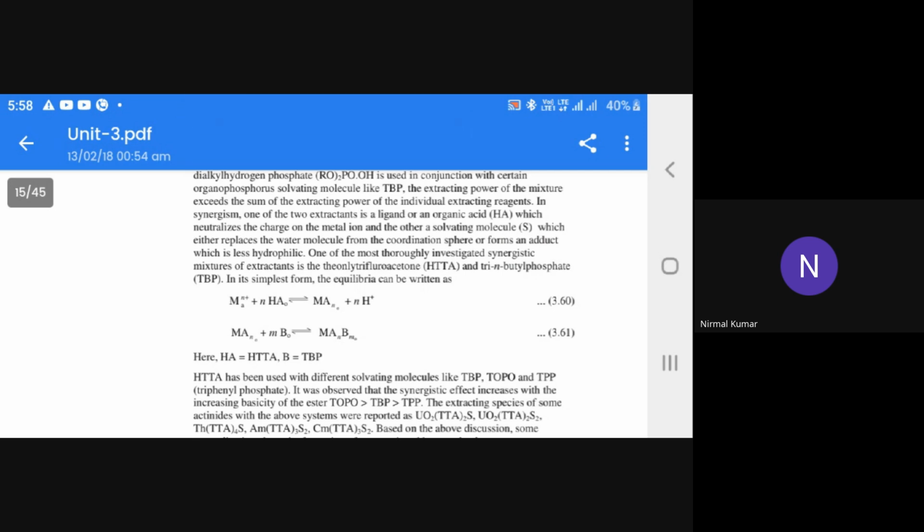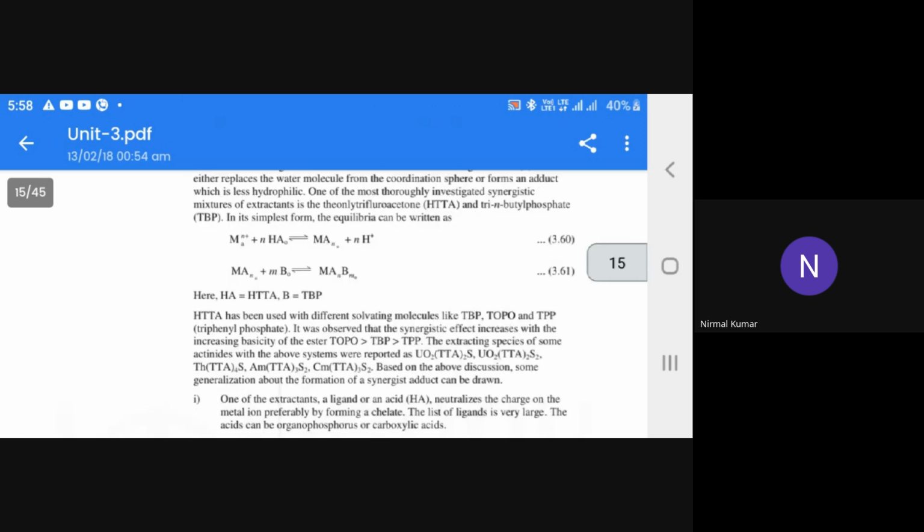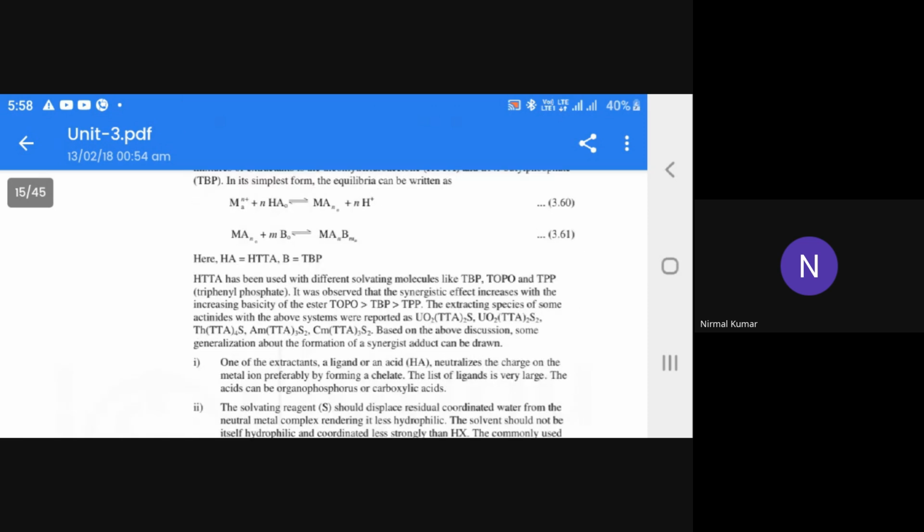So based on the above discussion, some generalizations about the formation of synergistic adducts can be drawn. First, one of the extractants, a ligand or an acid, neutralizes the charge on the metal ion, preferably by forming a chelate. The list of ligands is very large. The acid can be organophosphorus or carboxylic acid.